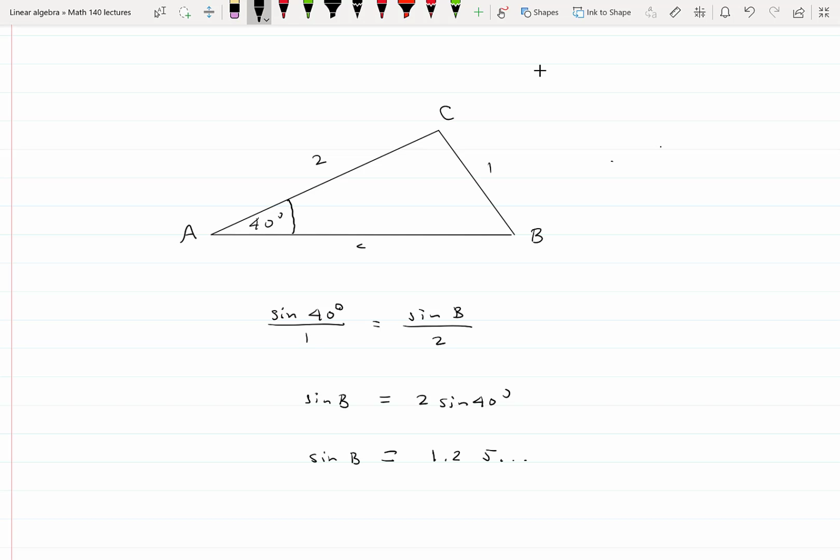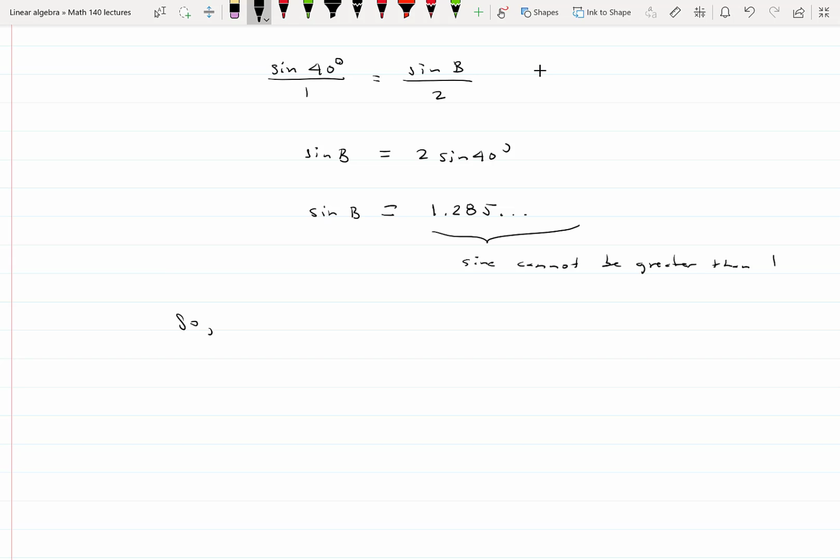This is your calculator trying to tell you that there is no solution possible. There's no triangle formed. How can that be? What is the maximum value of sine or cosine? It's 1. This is impossible. Sine cannot be greater than 1. So, no triangle is formed. No triangle is formed whatsoever.